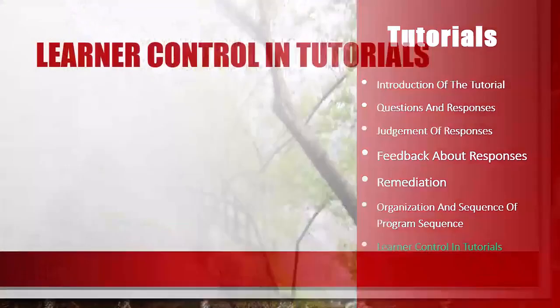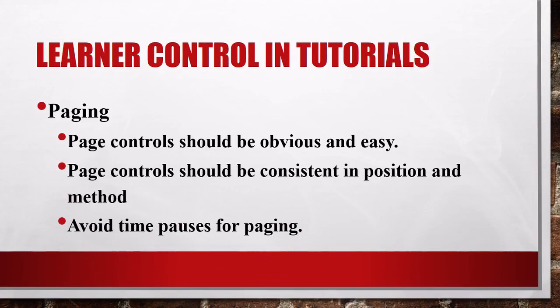Okay. Let's look at learner controls in tutorials. Now, let's look at paging. Page controls should be obvious. That is the screen: screen 1, screen 2, or slides. If you are using slides, these are the pages. So, the controls, the buttons, the menus must be obvious. You must see them well. And then, they must be consistent in position. They must not move by themselves.